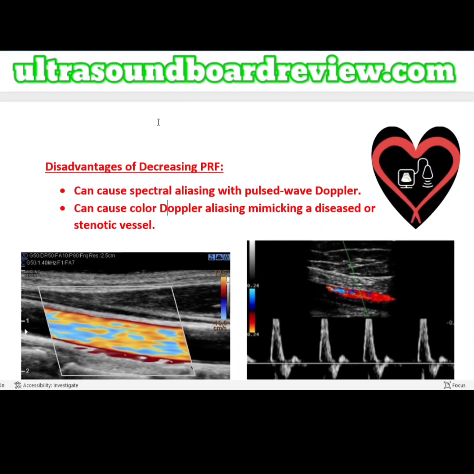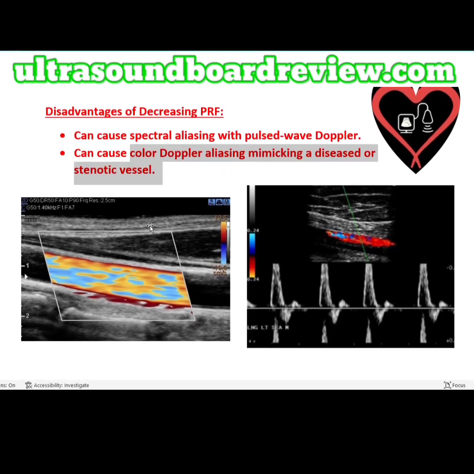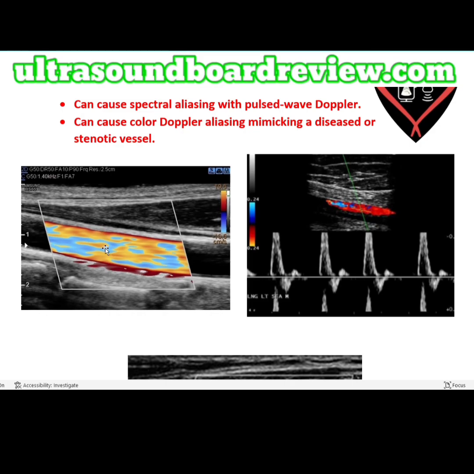The disadvantages of decreasing PRF include it causes spectral Doppler aliasing, especially with pulse wave Doppler, and it causes color Doppler aliasing mimicking a disease or a stenotic vessel. In this image here, you can see that the PRF was turned on way too low, causing aliasing artifacts all throughout this color Doppler.